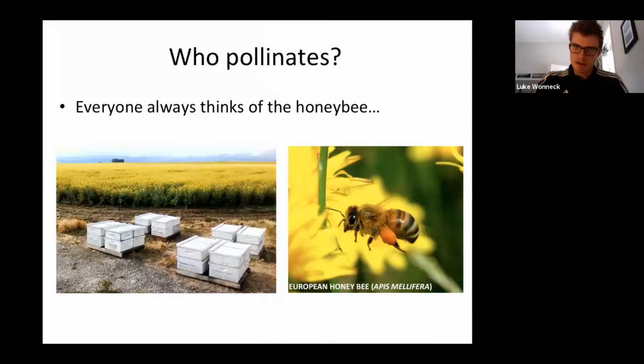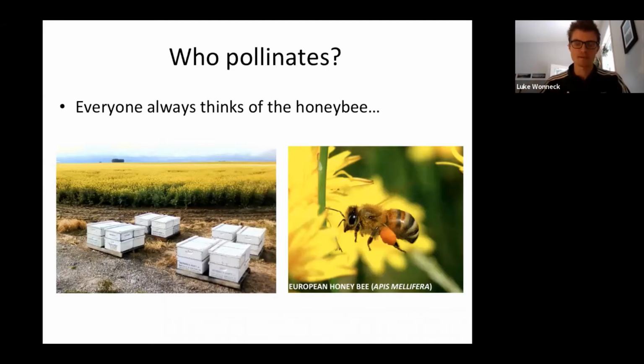So, who's pollinated? I mentioned bees are a common pollinator, and when people think about bees, they often think about the European honeybee. These honeybees live in hives, and bees produce honey. Everybody always thinks about that. And that's really important because honeybees are a really important pollinator. They're used a lot in agricultural landscapes.